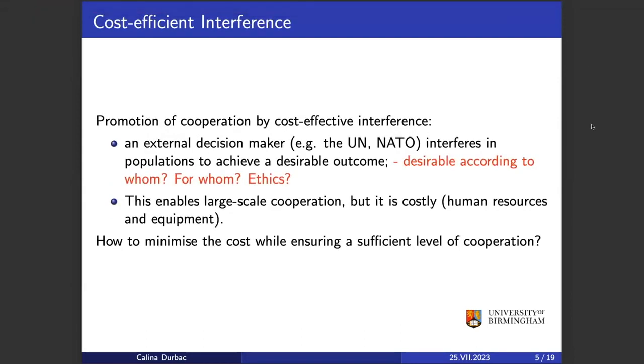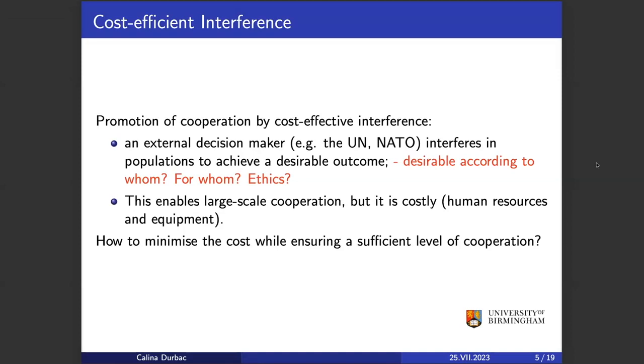We're not only interested in promoting cooperation by institutional incentives, we're also interested in making it cost efficient. Just to remind you, we want to promote cooperation by cost-effective interference. We've got an external decision maker like the United Nations or NATO that interferes in populations in order to achieve a desirable outcome. There's obviously quite a big ethical concern here because, well, it's desirable according to whom and for whom, and like the ethics behind needs to be properly discussed. I personally am a mathematician, so this is not the focus of this talk, but that's something to be thought about.